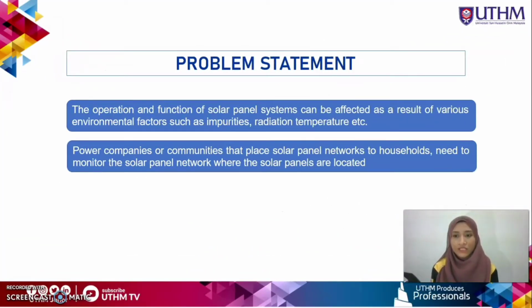For the problem statement, the operation and function of a solar panel system can be affected by various environmental factors such as impurities, radiation, and temperature. Monitoring solar panels helps to detect disturbances that occur in the operation and function of solar. Power companies or communities that place solar panel networks in households need to monitor the solar panels where they are located. This method is very inconvenient and takes a long time for users to monitor solar panels one by one.